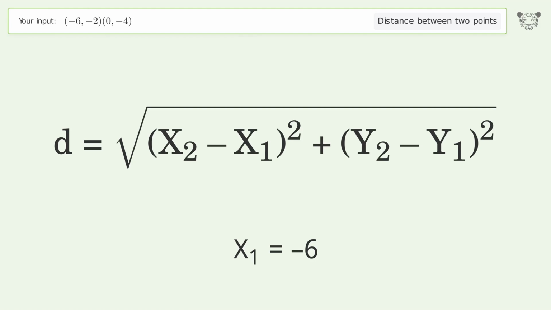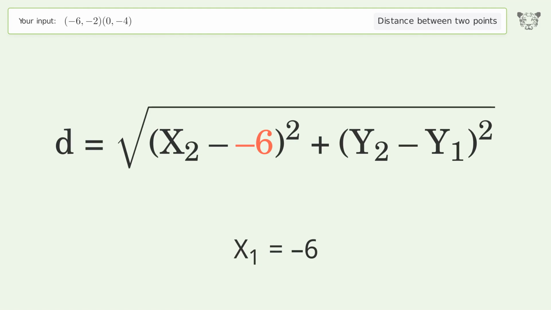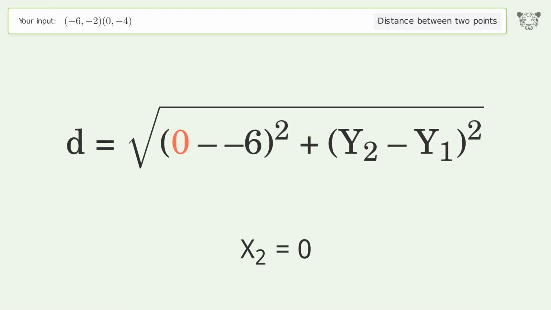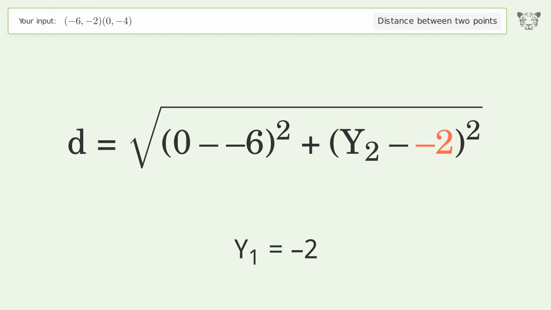x1 equals -6. x2 equals 0. y1 equals -2. y2 equals -4.